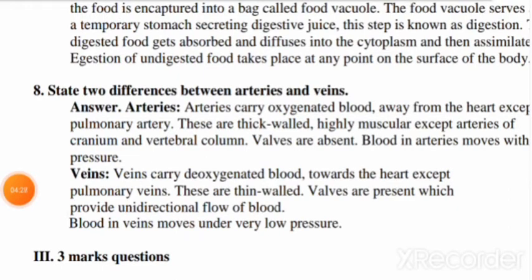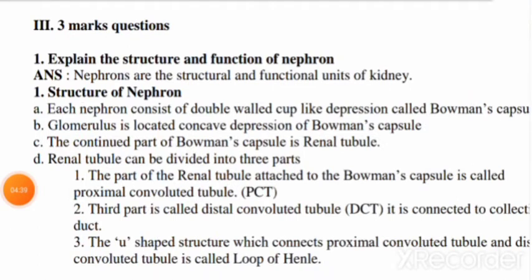Differentiate between arteries and veins, this is a question. Arteries carry oxygenated blood, veins carry deoxygenated blood. Explain the structure and function of nephron, it is a most expected question. Structure of nephron and its function. You should compulsorily make it perfect. This question will definitely be there for 3 marks or 4 marks.